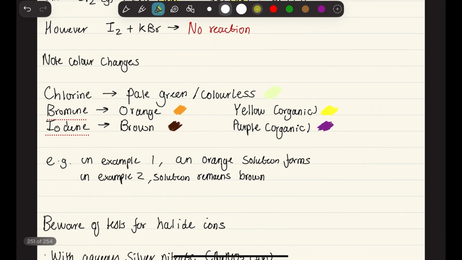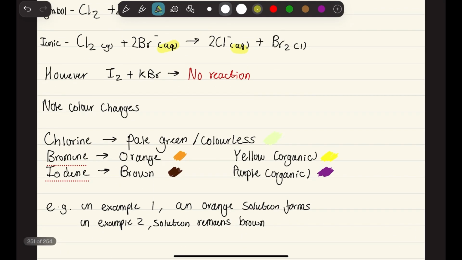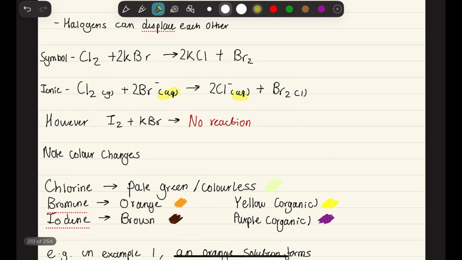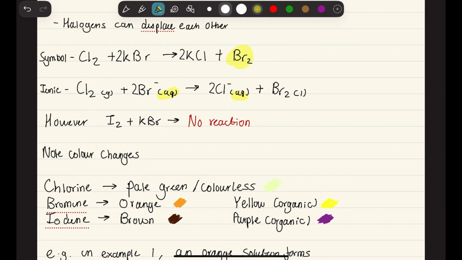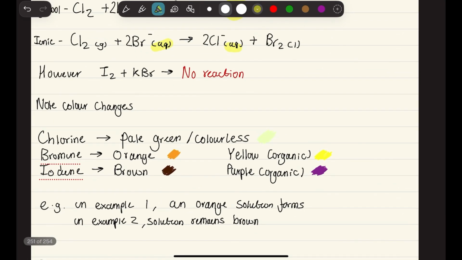So if you wanted to know, for example, in example 1, where we had chlorine reacting with a bromide solution, we'd form an orange solution. And we're forming that because bromine's displaced. So bromine's here, it's been displaced. That's what's in the solution. Whereas in example 2, it would remain brown.